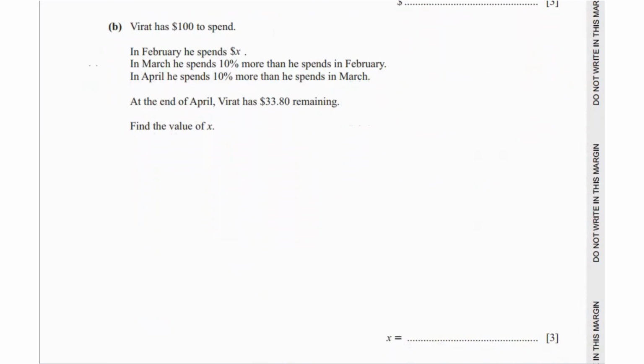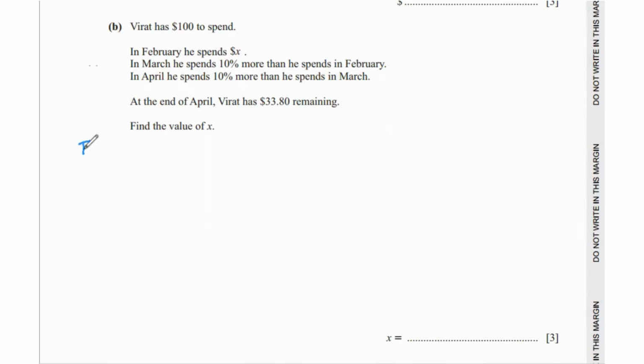Then it says Virat has $100 to spend. In February, he spends X dollars. In March, he spends 10% more than he spends in Feb. In April, he spends 10% more than he spends in March. At the end of April, Virat has 33.80 remaining. Find the value of X.